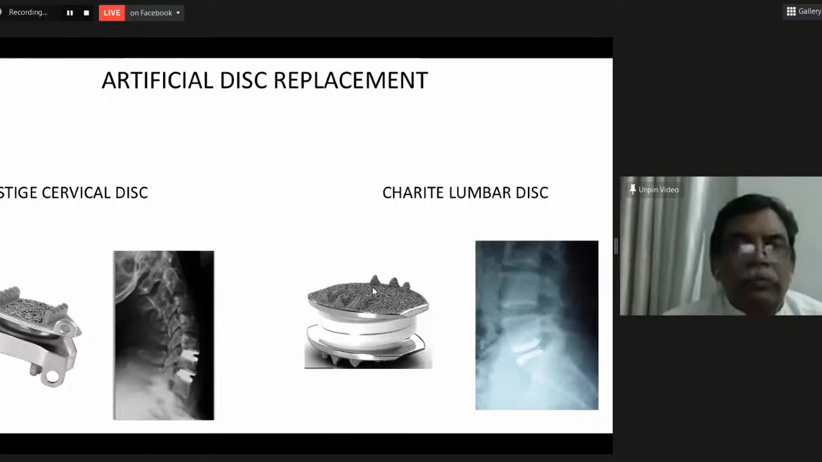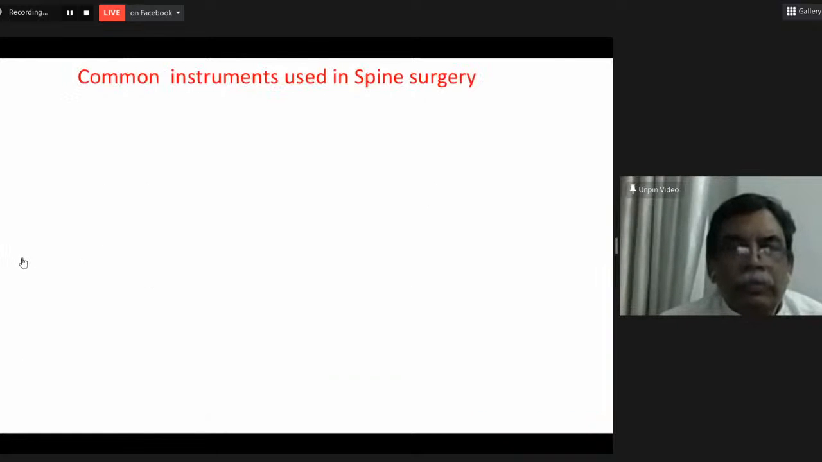Now, the newer thing, even the disc replacement has been done in the spinal area, both in the lumbar spine and the cervical spine. Only the long-term result is not that good for the lumbar spine. So usually we find that the mobility decreases gradually.